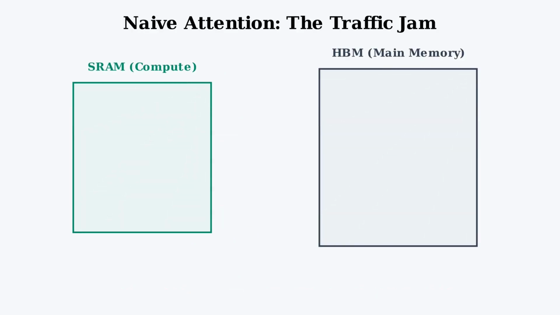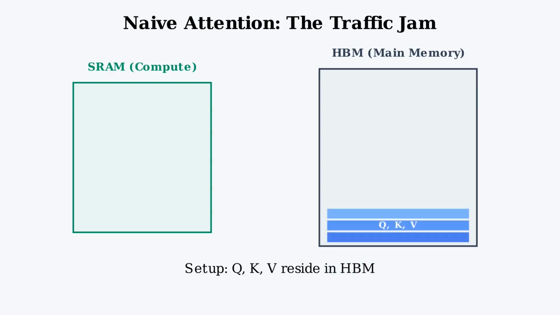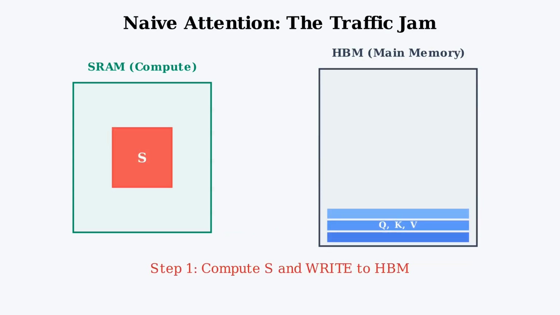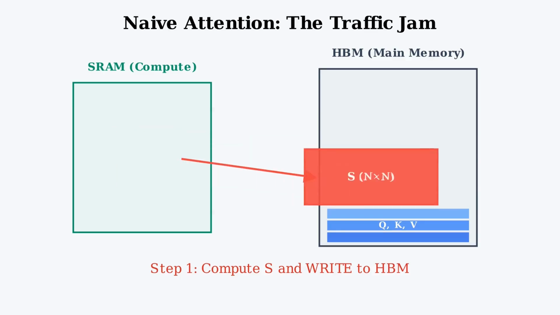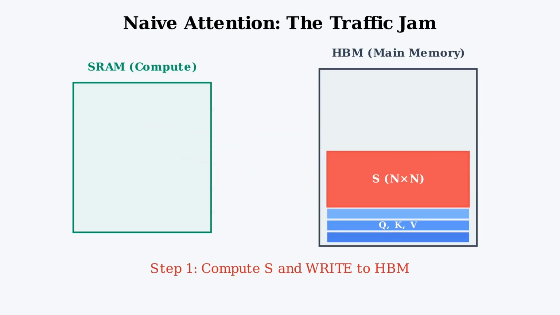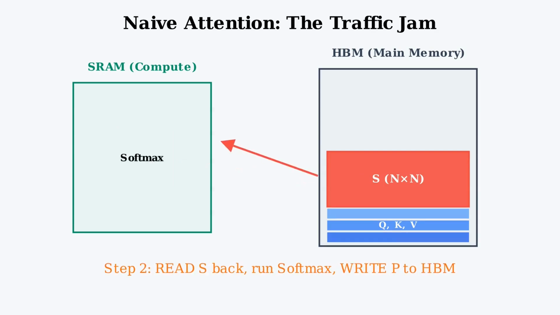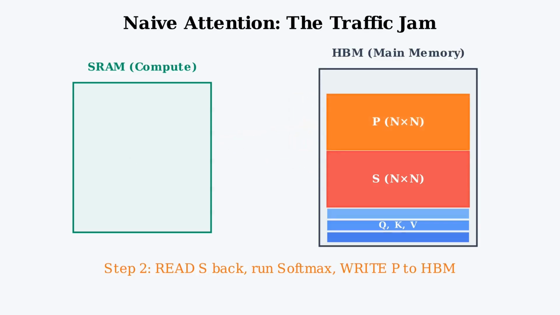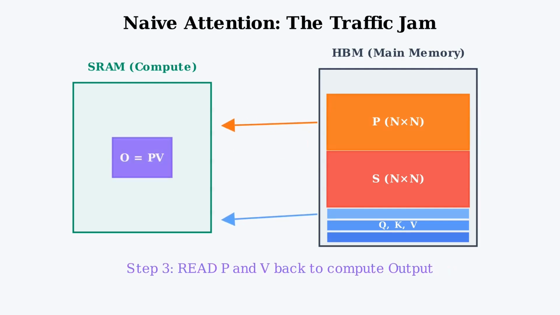Look at what happens in the hardware. S is an n by n matrix. For a 2000 token sequence, that's 4 million floats. The GPU computes S and writes it all the way out to HBM. Then it has to read it all back just to run the softmax. Then it writes P, another n by n matrix, back to HBM. Then it reads P and V back in for the final multiplication. It's a massive traffic jam.